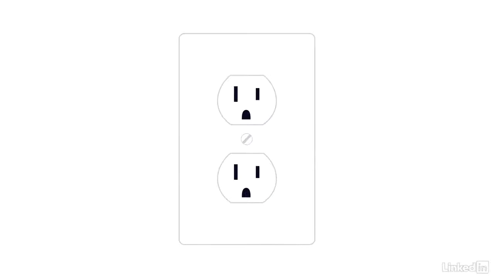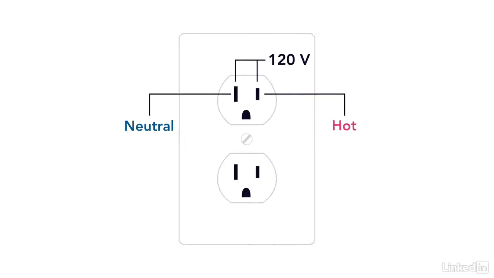Looking at another power source, the electrical outlets in North America operate at 120 volts. That voltage is describing the potential difference between these two terminals. By convention, the terminal on the left is called the neutral line and acts as the point of reference, and the hot terminal on the right is 120 volts relative to the neutral terminal.